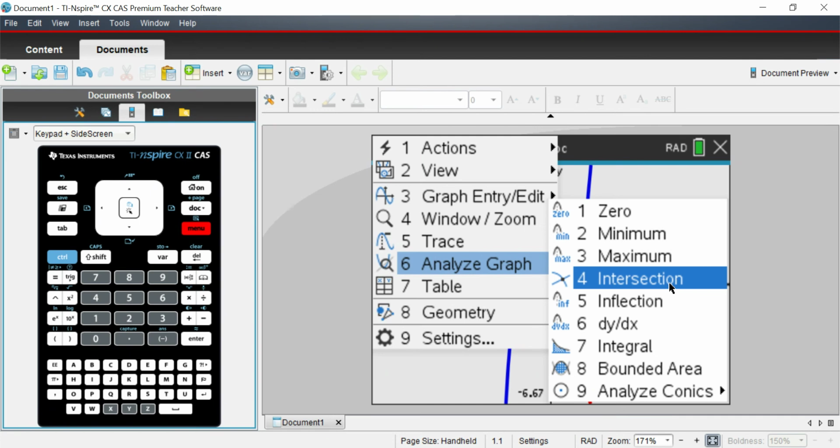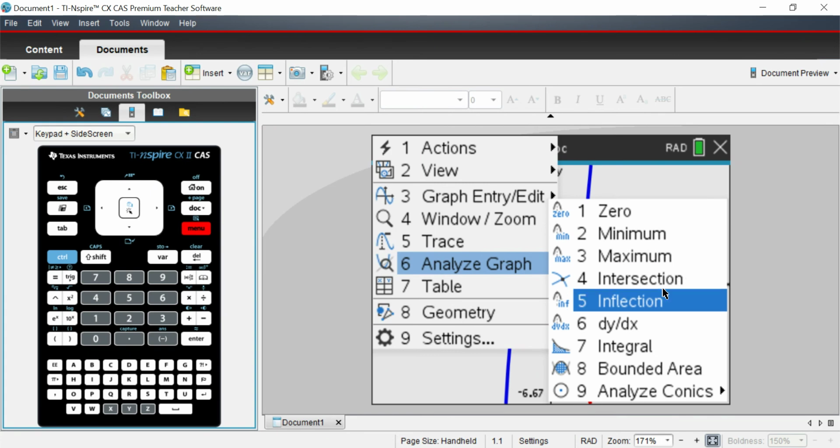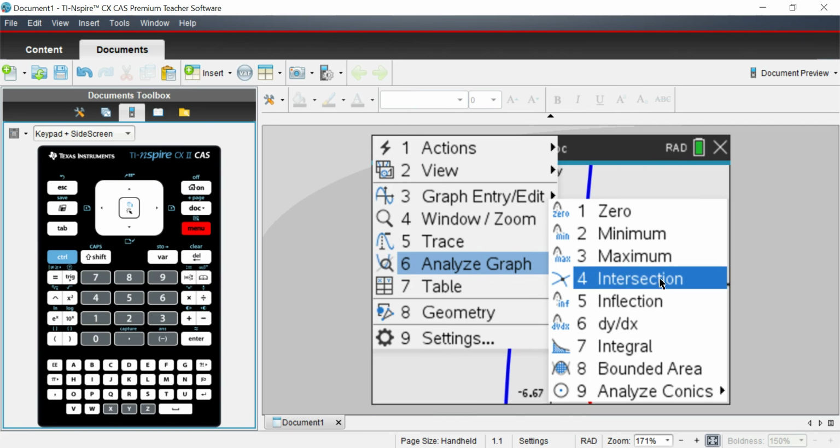Intersection is when you have two graphs and they cross each other. That is what we call intersection. Inflection is when we have a polynomial and the graph changes direction of curvature in the middle. That is my point of inflection. For inflection we only have one graph, while for intersection we have at least 2 graphs. So you need to remember that. And here, because we have 2 functions and 2 graphs, we're looking for the intersection.